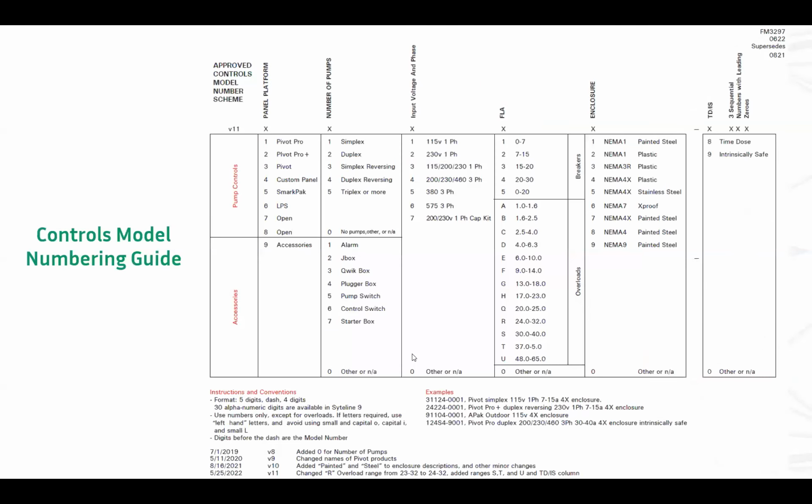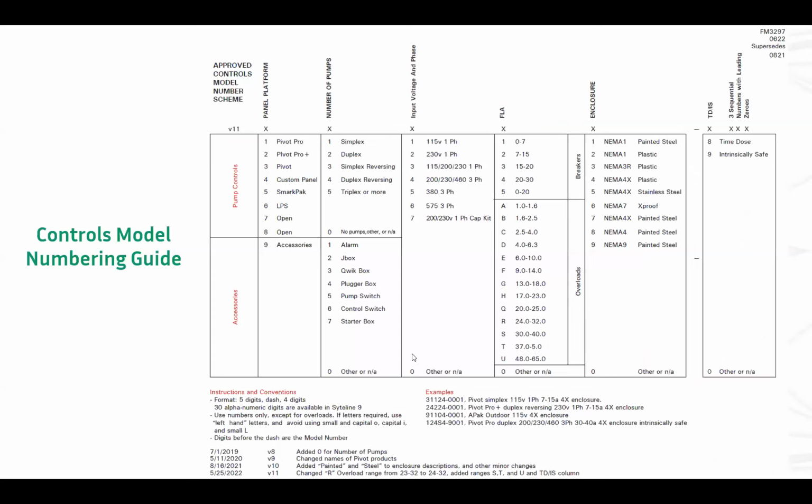This is not super important. Well, it's important because it's our part numbers. You don't have to memorize this or anything. But I just want to point out, up in the upper right corner, you'll see FM 3297. If you want to know how we name panels, how we number the panels, this is it.